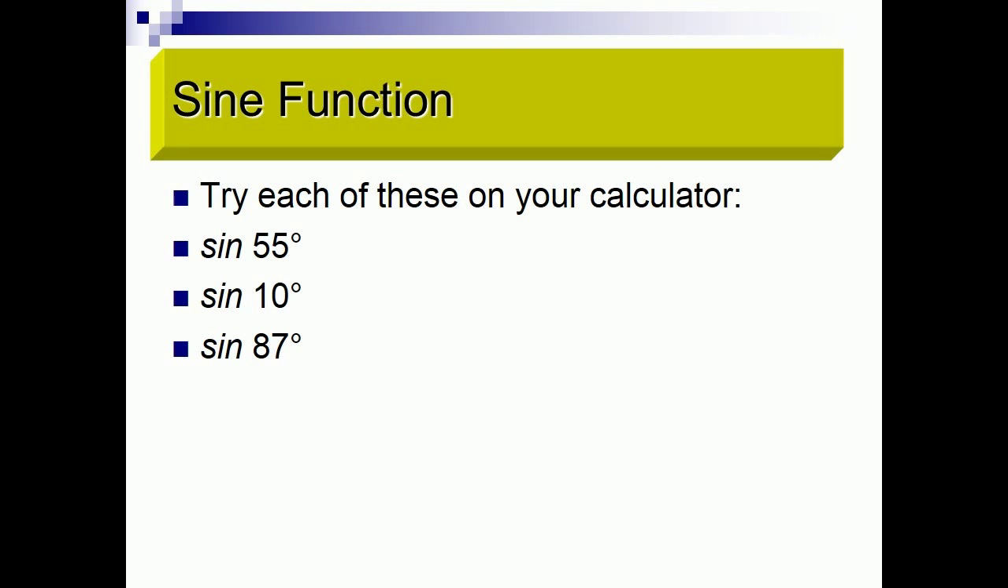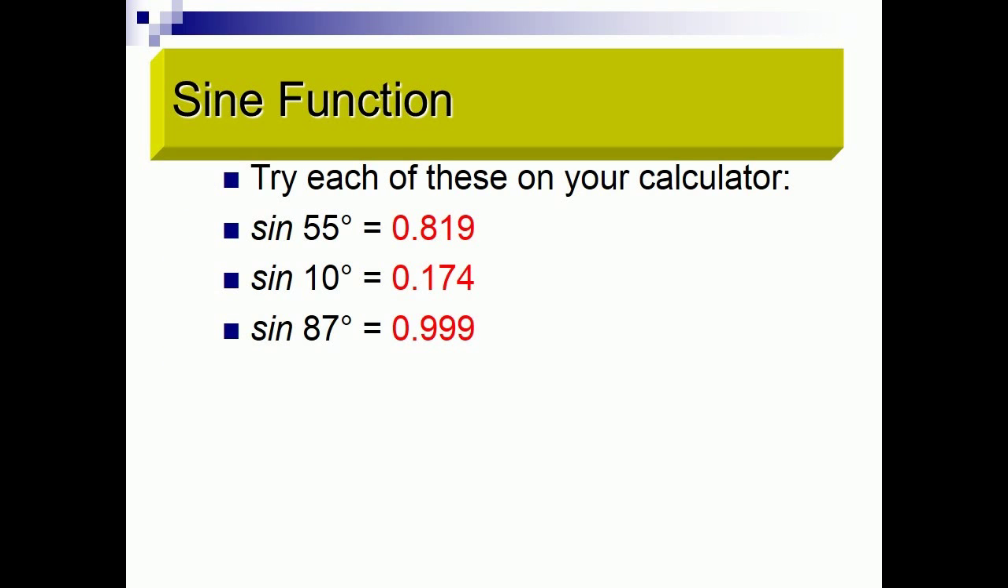Try each of these on your calculator: sin 55 degrees, sin 10 degrees, sin 87 degrees. Sin 55 degrees equals 0.819. Sin 10 degrees equals 0.174. Sin 87 degrees equals 0.999.